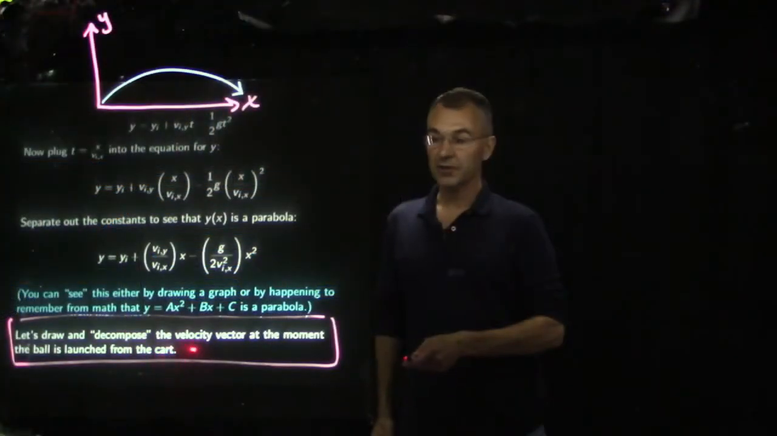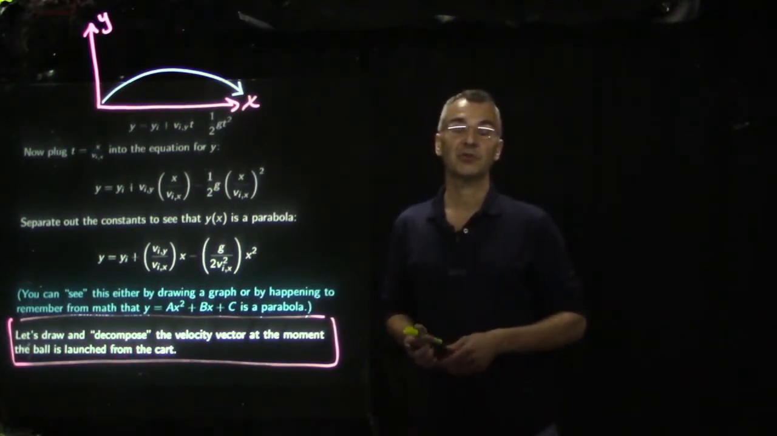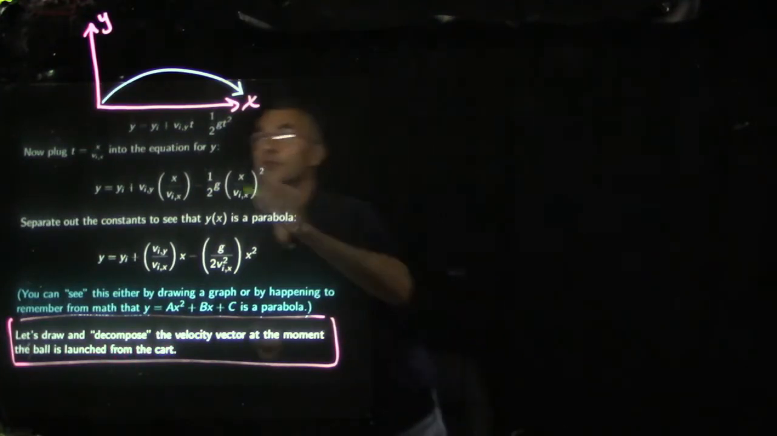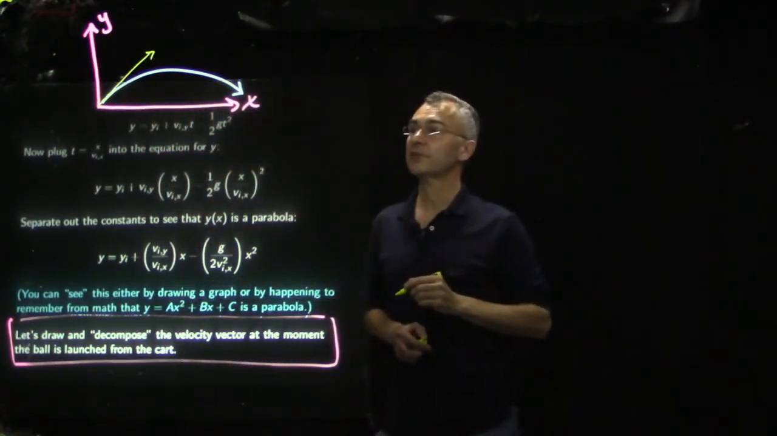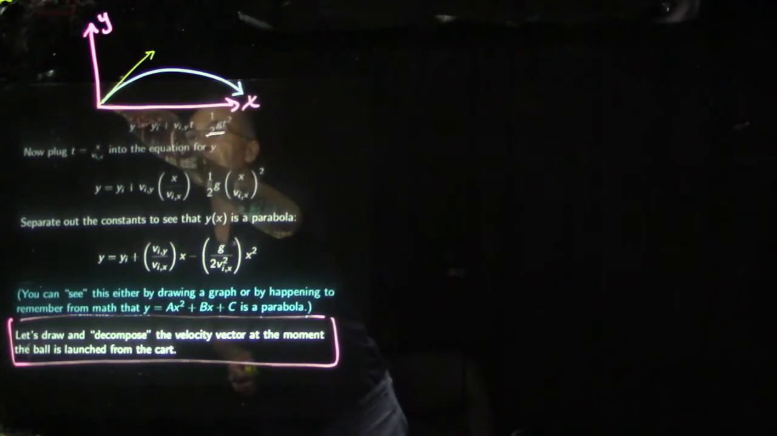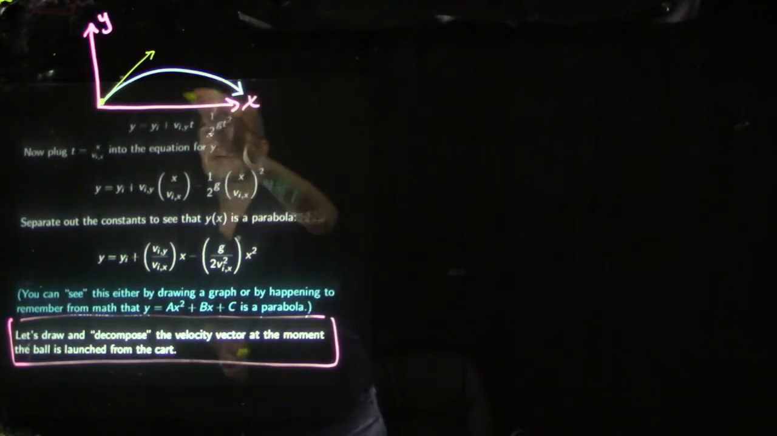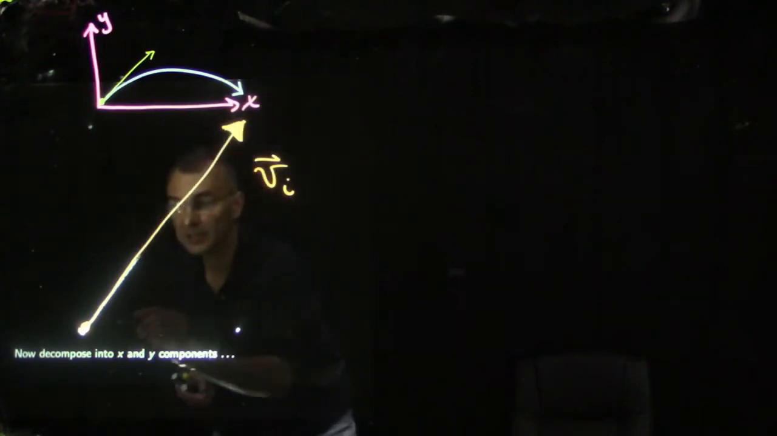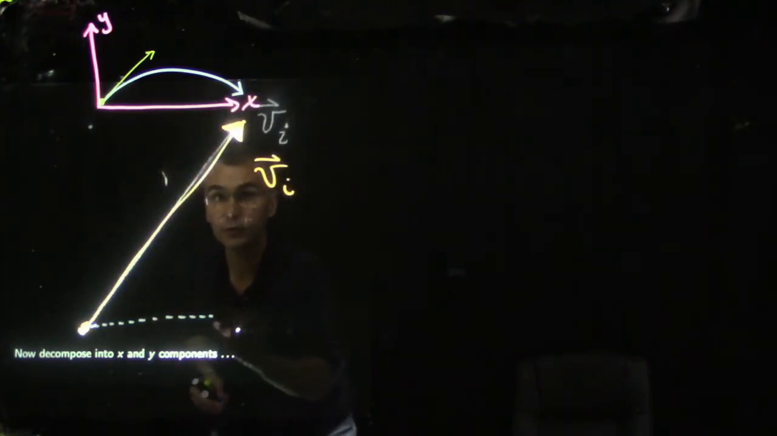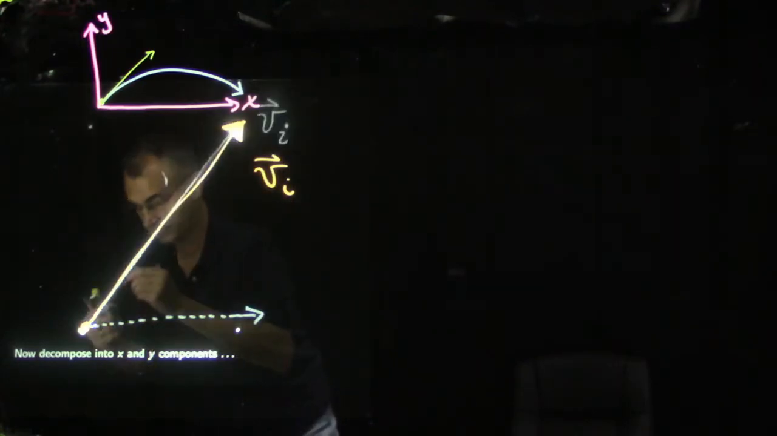So let's draw the velocity vector at the instant the ball is launched from the cart and then decompose it into vertical and horizontal components. At the instant the ball is launched from the cart, the velocity vector points in this direction, so it's tangent to the motion at this point of the launch. And then we can take that vector, I'll redraw a bigger copy of it, and then we can decompose it into a horizontal portion and a vertical portion.